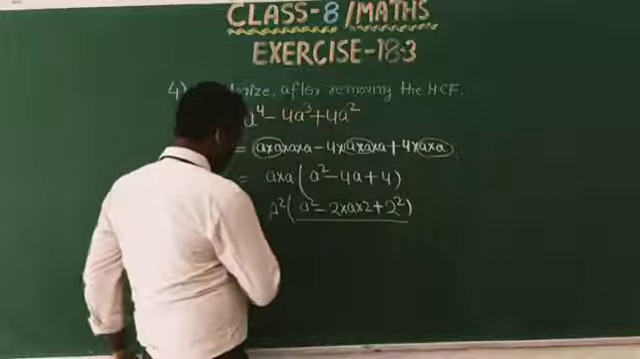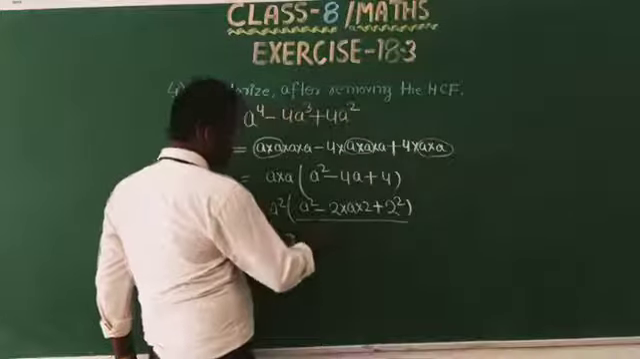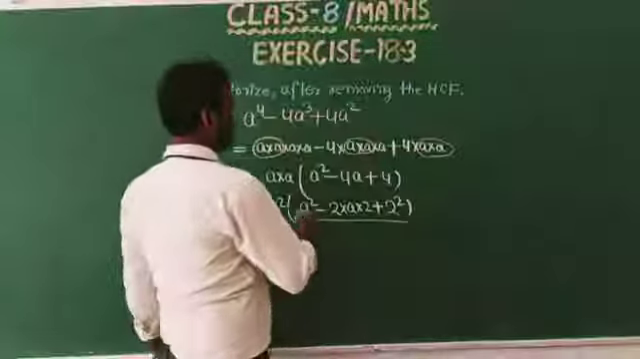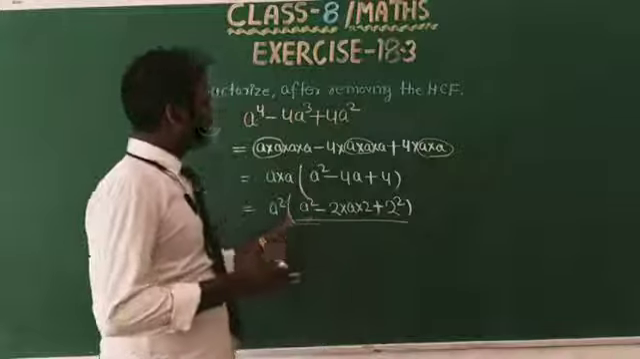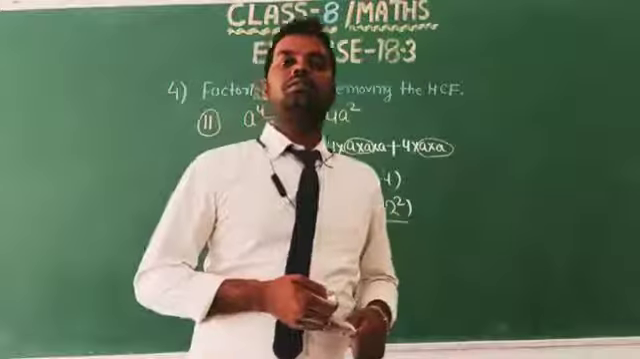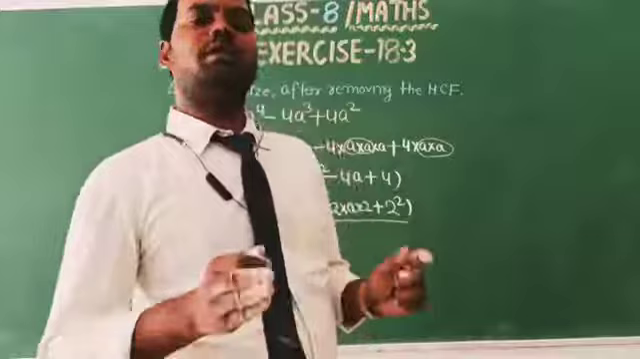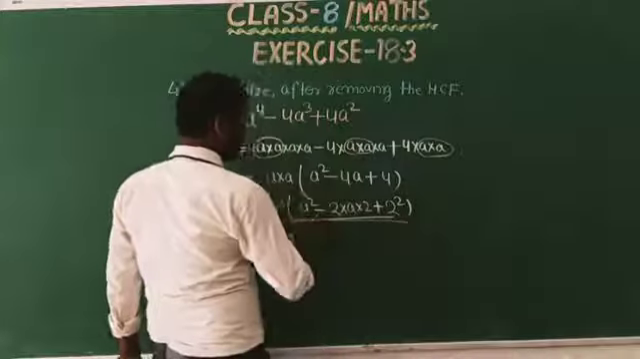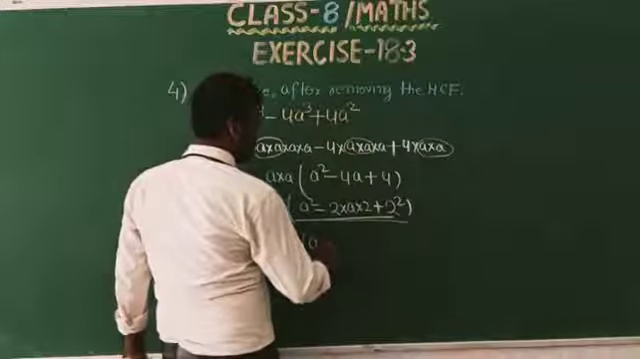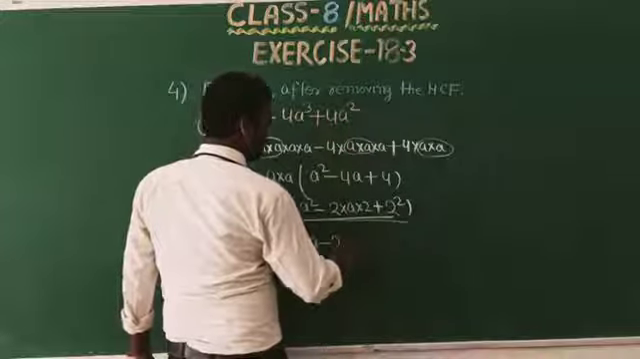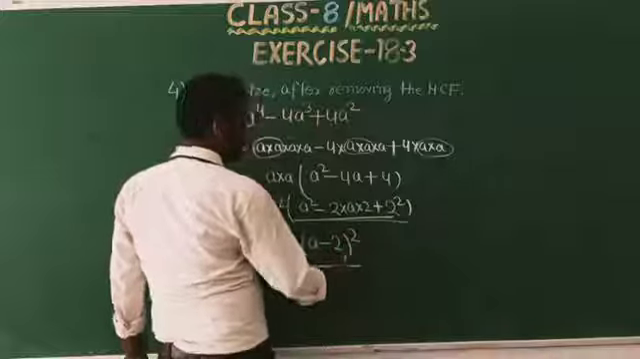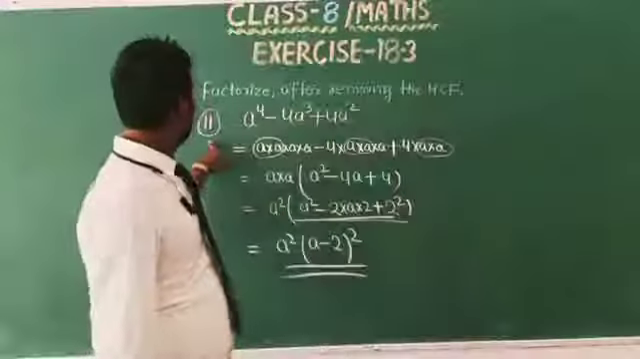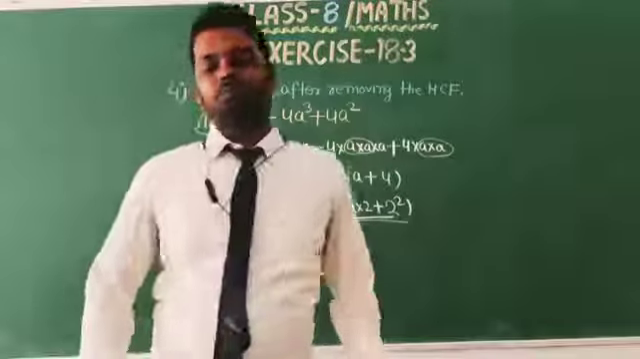So this is the second identity. Now using the second identity, a square minus 2ab plus b square equals a minus b whole square, the above expression becomes a square into a minus 2 whole square. So dear children, this is the solution of the second part of question number 4.